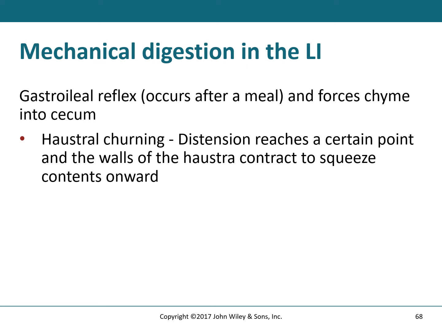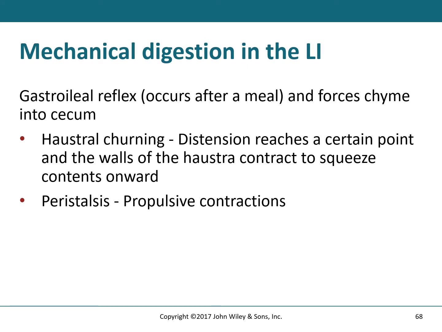Then there are a few other mechanical digestion processes. The first is haustral churning. So the haustra are the little pouches, or actually big pouches, that you see in the large intestine. And when distension reaches a certain point, what happens is the walls of the haustra contract and they squeeze the contents forward. So each one of those pouches squeezes separately.